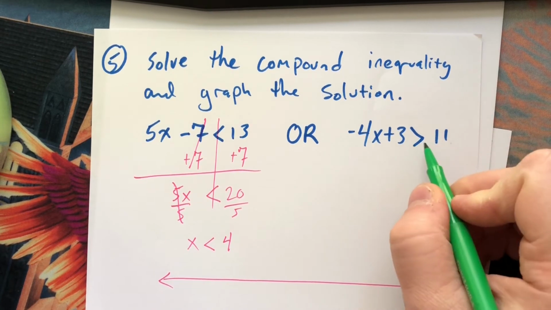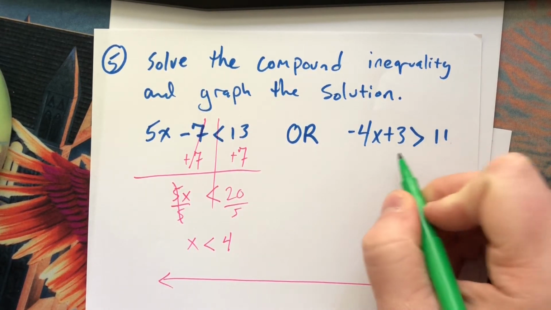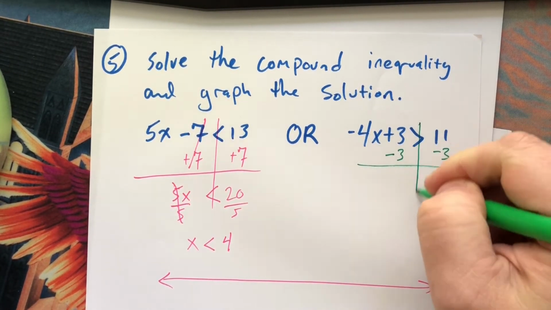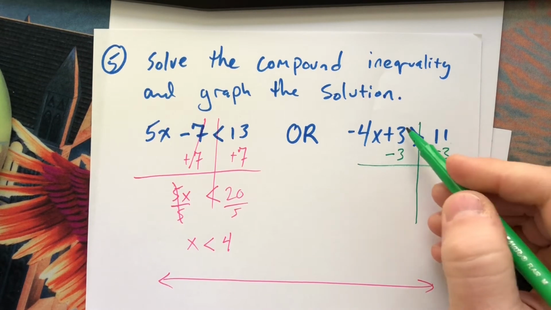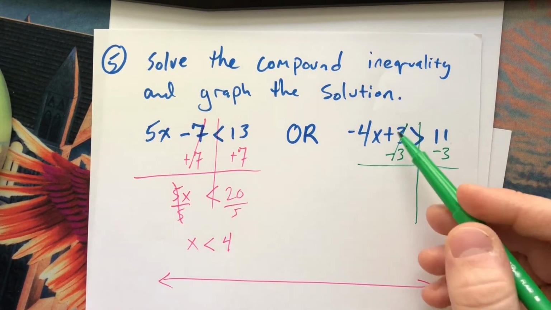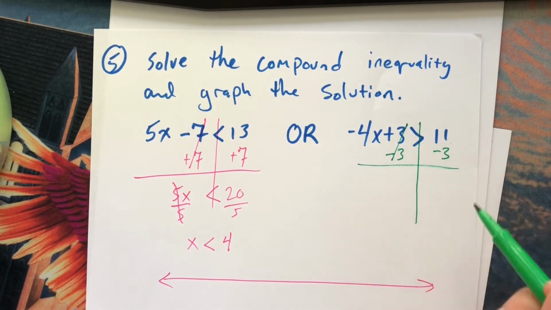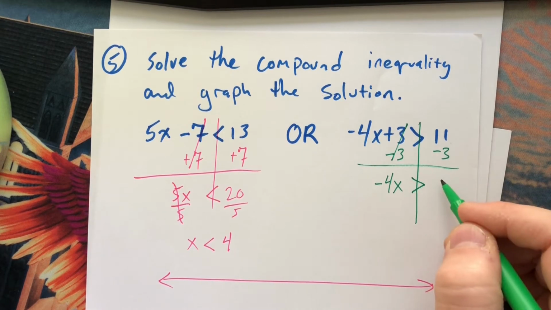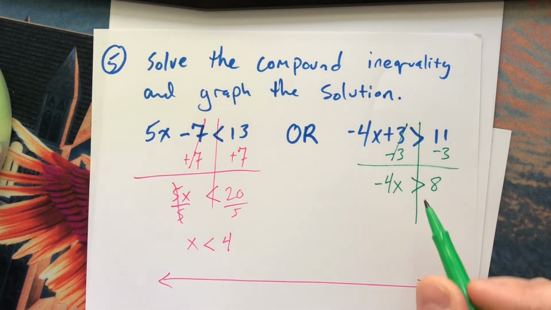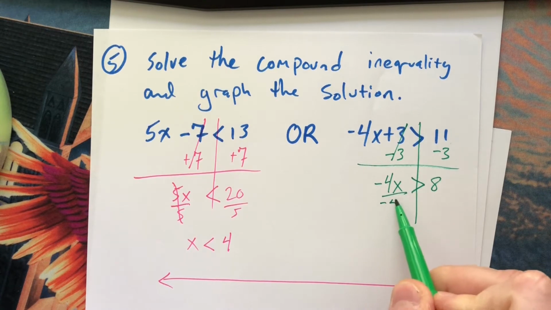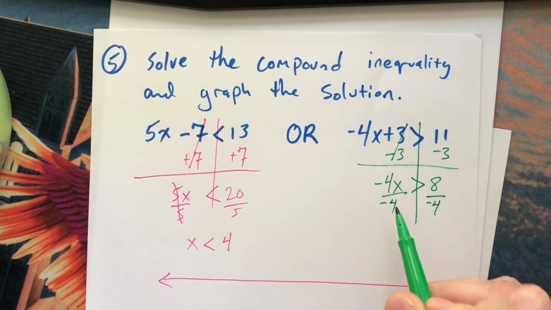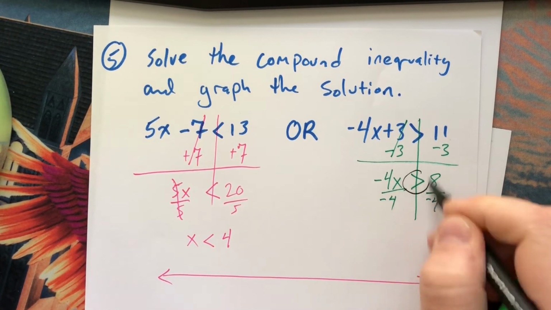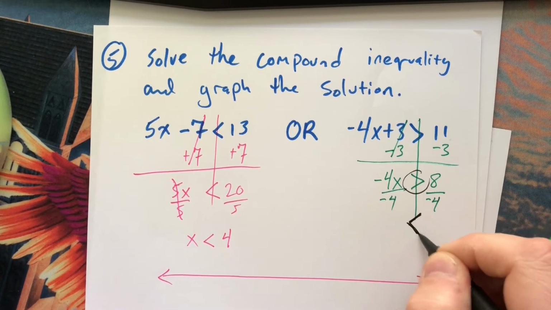-4x plus 3 is greater than 11. I see the plus 3, I do the opposite, subtract 3, so I get -4x. That symbol stays the same. 11 minus 3 is 8. And now we divide both sides by -4. We divided by a negative. Remember, when we divide by a negative, the symbol in the middle flips around.